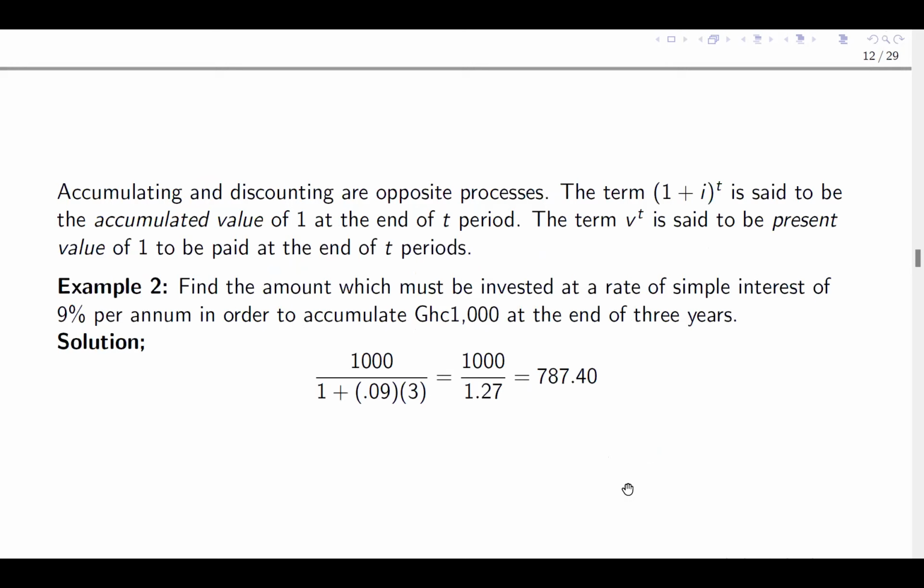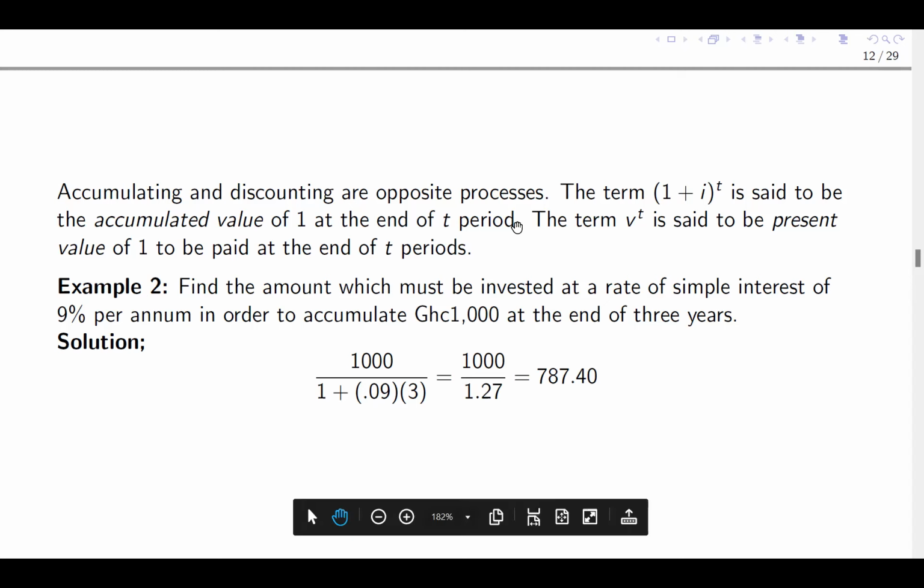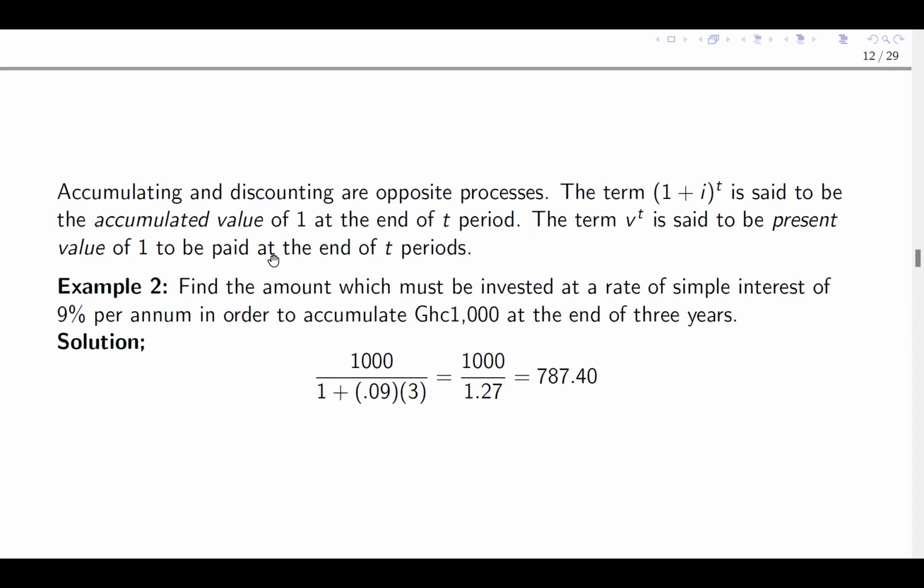So the discount function is simply the inverse of the accumulation function. Now, accumulating and discounting, as I said, are opposite processes. So the term 1 plus i to the power t is said to be the accumulated value of 1 at the end of period t. Now, the term v to the power t is said to be the present value of 1 to be paid at the end of period t.